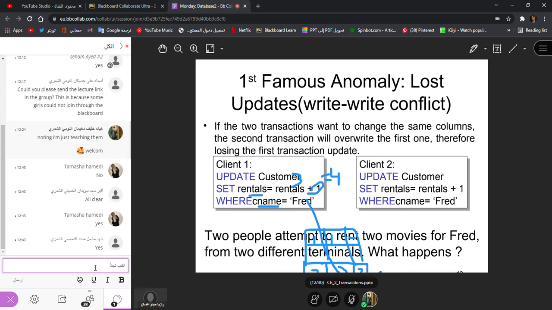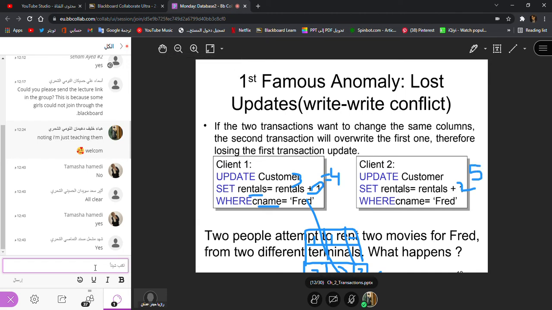Customer 2 is doing the same thing. He wants to update the customer table, and he wants to update the rentals field for the customer whose name is Fred. For example, he changes it by 2, otherwise you will be confused. So he is saying to add plus 2. So what will happen? This was 4 and this will be 5.